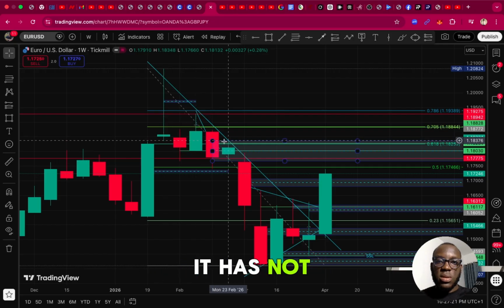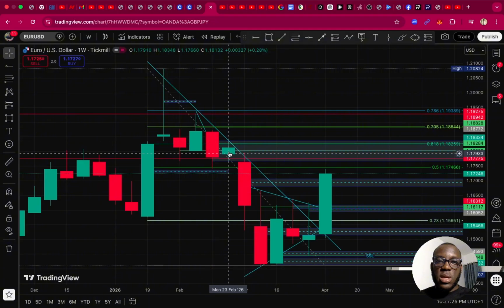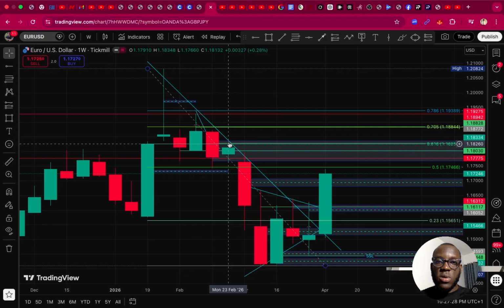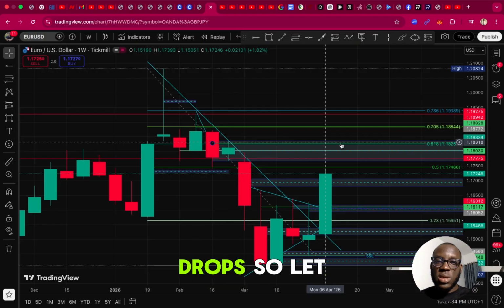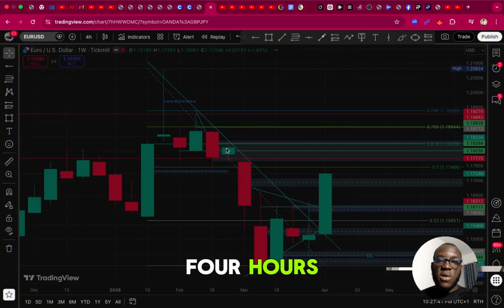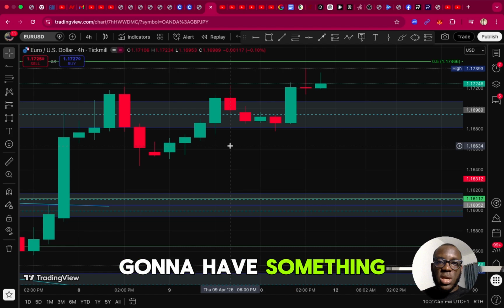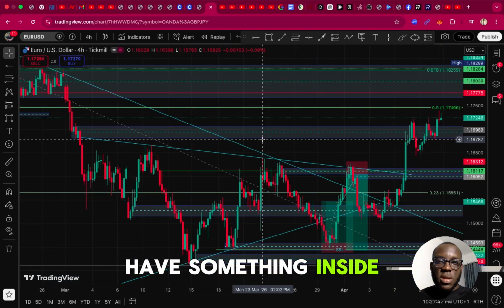It has not come to it, and it actually mitigated it. So the one that we're looking at is this area. So we're looking at market coming to tap this area, then drops. So let me come down to 4 hours. I'll check to see if we're gonna have something inside this.